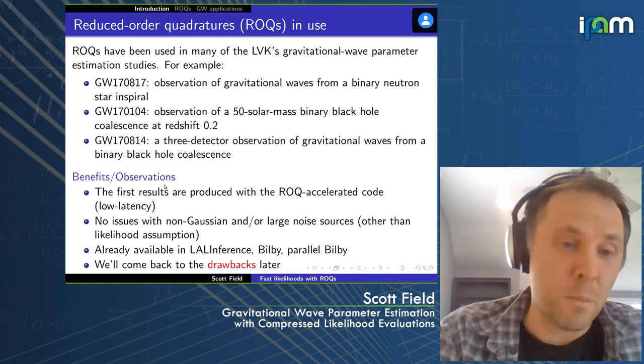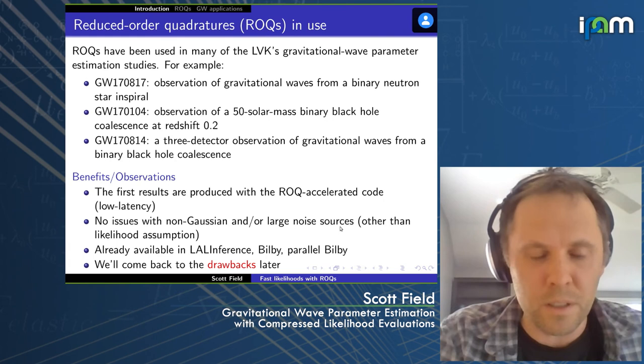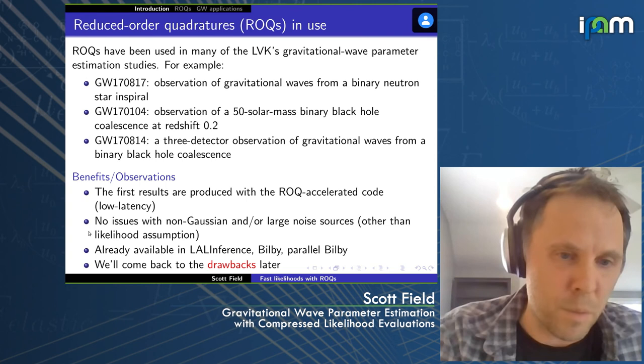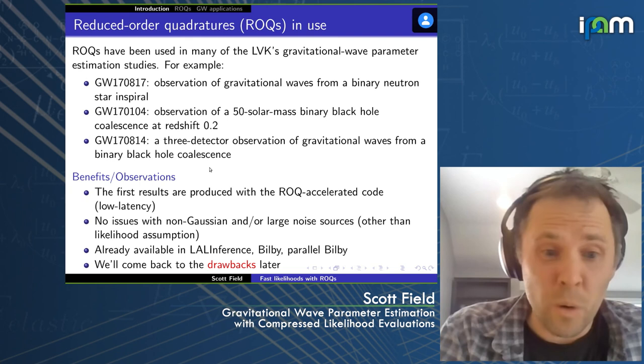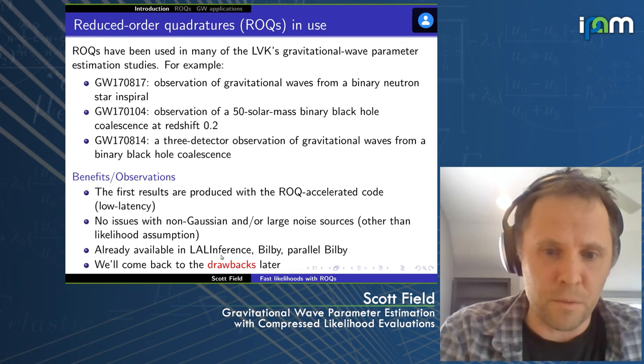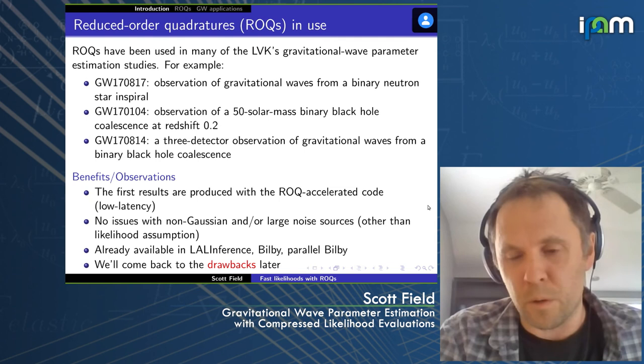There are no issues with non-Gaussian or large noise sources other than the likelihood assumption. So if the noise is non-Gaussian, the likelihood assumption doesn't strictly speaking hold. But if you're going to be evaluating the likelihood using reduced order quadratures, non-Gaussian features, for example, won't bring in any additional problems. Reduced order quadratures are already available in many of the flagship codes that produce posterior samples: LALInference, Bilby, Parallel Bilby. And there are many drawbacks as well, which we'll come to near the end of the talk when I discuss what's next for this methodology.